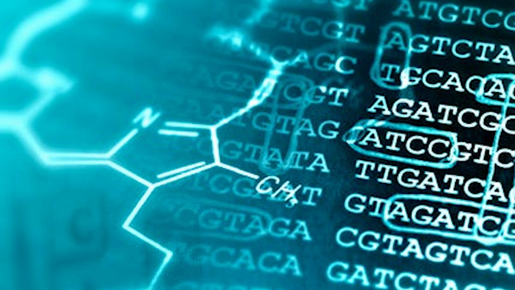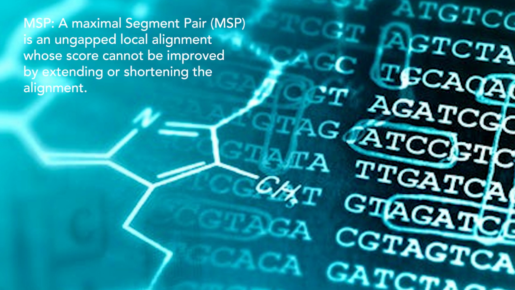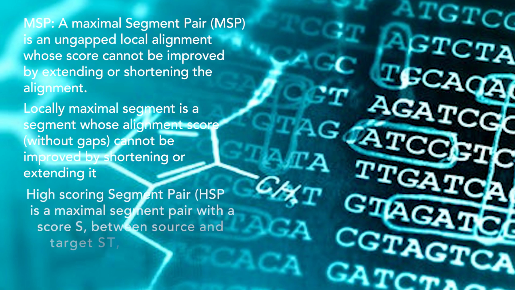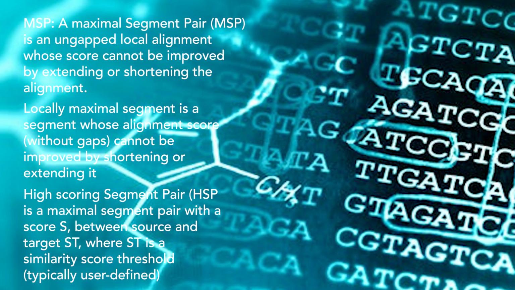There are other parameters when we are aligning local sequences. The first is a maximal segment pair, which is an ungapped local alignment whose score cannot be improved by extending or shortening the alignment. The second is a locally maximal segment, which is a segment whose alignment score without gaps cannot be improved by shortening or extending it. The third is a high scoring segment pair, which is a maximal segment pair with a score S between source and target, where S_T is a similarity score threshold, typically user defined.